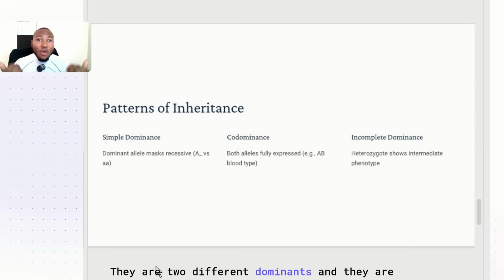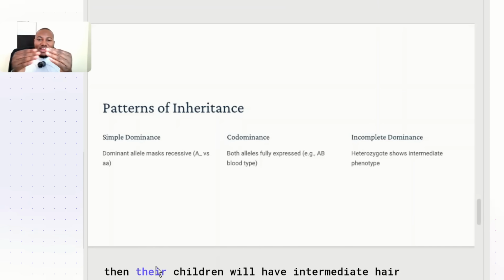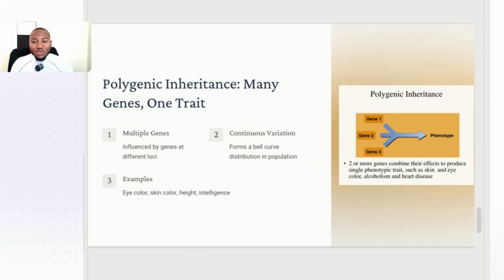There are two different dominants and they are fully expressed, like the AB blood group. Two of them are fully expressed. That's codominance. And when you are talking about incomplete dominance, it's just like getting a hybrid, right? Just like your hair color. One parent can have white hair, another person will have dark hair. Then their children will have intermediate hair colors. That's incomplete dominance. It's very important for you to understand this concept.